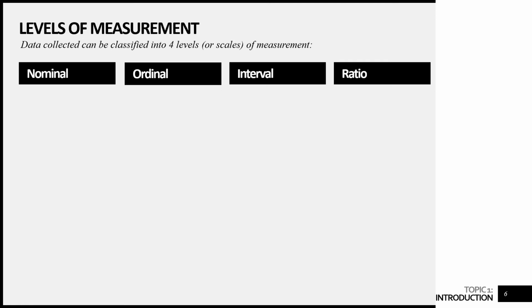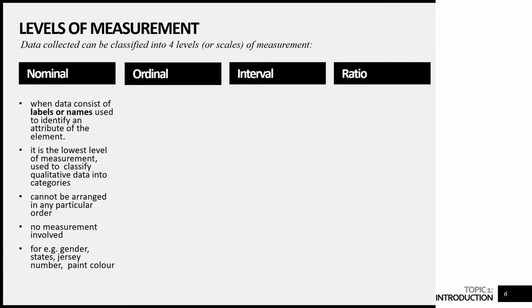What is the nominal level of measurement? Whenever you have data that you cannot measure by numbers, you can always use names or labels to describe them. This is basically the nominal level of measurement. In fact, if you want to remember further, nominal is derived from the Latin word nom. Nom is basically name in Latin.